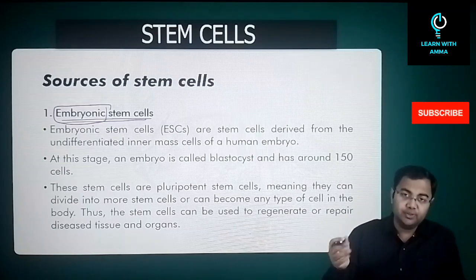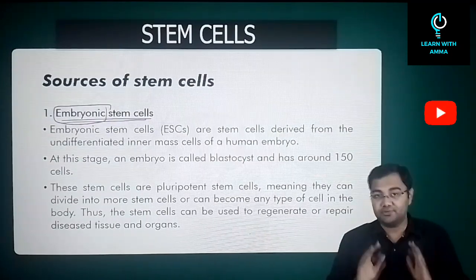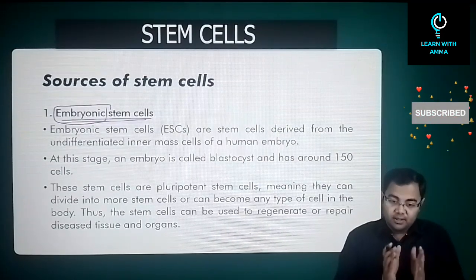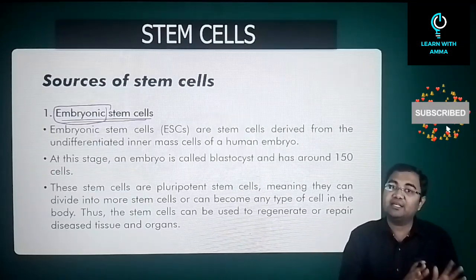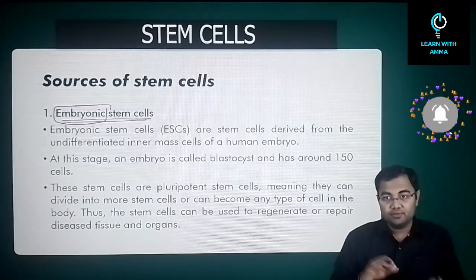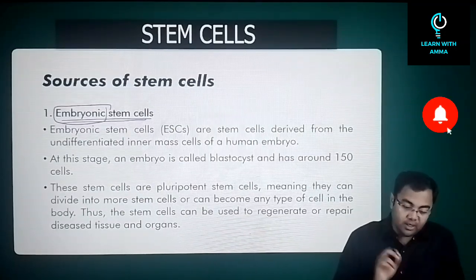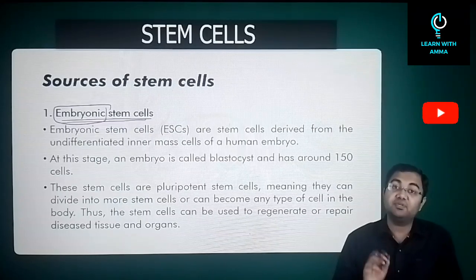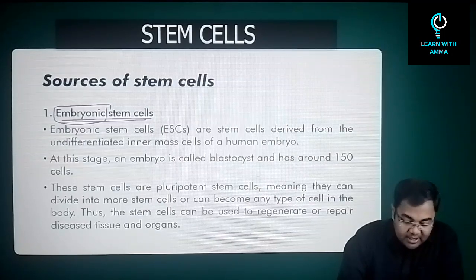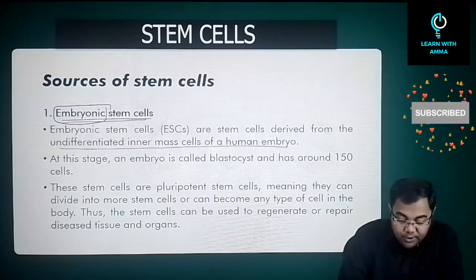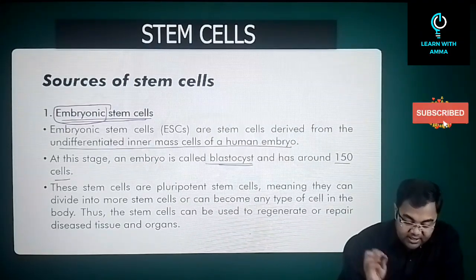They can specialize into ears, eyes, stomach, and many different types of cells. So that's why embryonic stem cells have a superior quality of specializing as compared to adult stem cells. Adult stem cells will not be able to do that. They will be very restricted in that. But embryonic stem cells have the ability to specialize into a lot of different types of cells. Embryonic stem cells are stem cells derived from the undifferentiated inner mass of a human embryo. At this stage, an embryo is called a blastocyst and has around 150 cells.